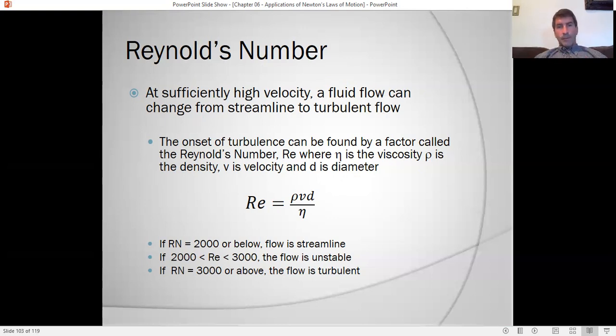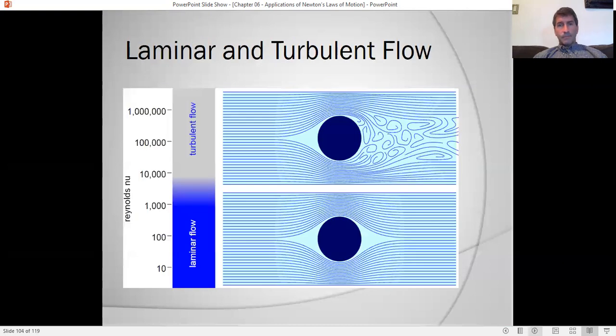Typically, if everything is to scale here in terms of units being all SI or all CGS, below 2000 for Reynolds number, you're typically going to just get streamline flow. Above 3000, you're going to get a pretty dominant turbulent flow. And here we can see laminar flow, where Reynolds number is well below 1000. Then you can see turbulent flow, where Reynolds number is way up there.